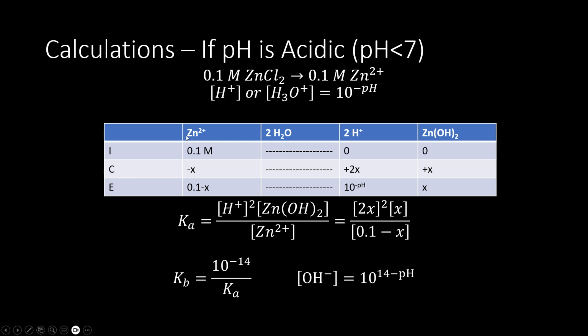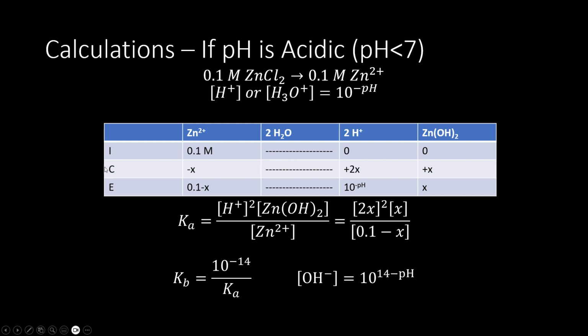In our ICE chart, we're essentially taking our zinc ion concentration from zinc chloride. For every zinc chloride that breaks apart, it's a one-to-one reaction with the same amount of zinc ions. If our concentration is 0.1, then we have 0.1 zinc ions. Before those zinc ions interact with water, we start out with 0.1 molar of zinc ion. We never include water in our ICE tables. That's why I'm ignoring this column right here. And initially, zinc has not interacted with water. Therefore, our initial concentration of hydrogen is 0, and our zinc hydroxide concentration is also 0.